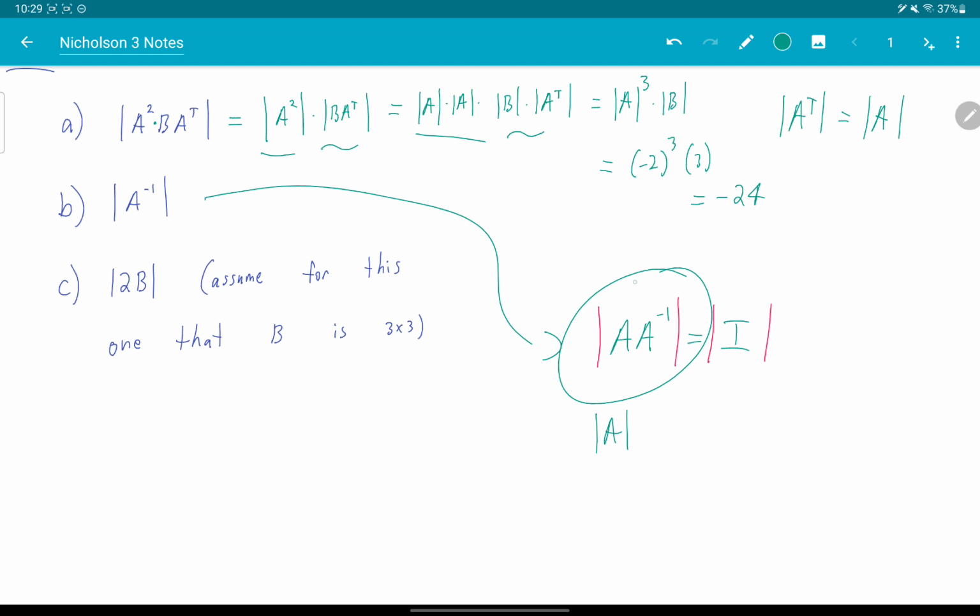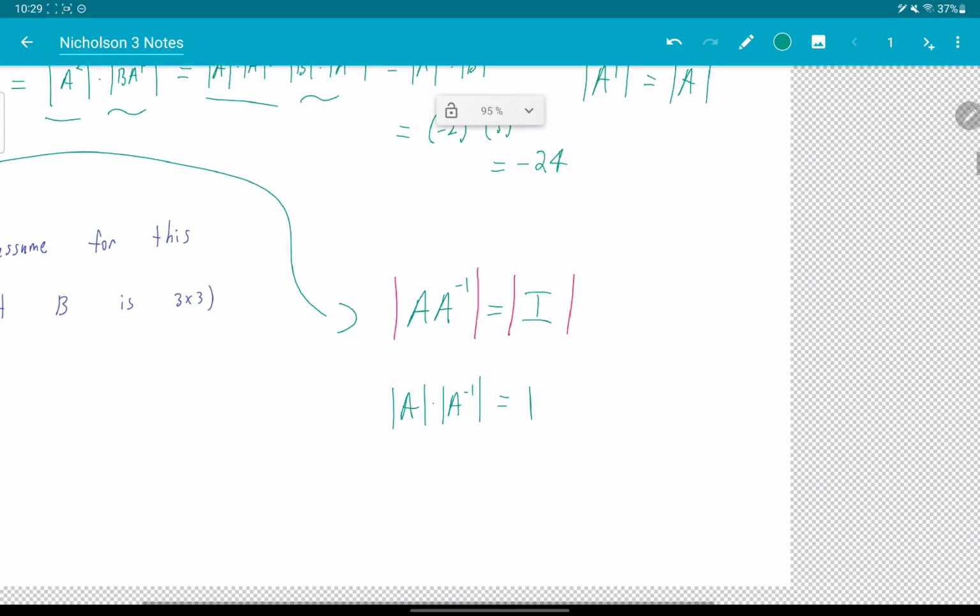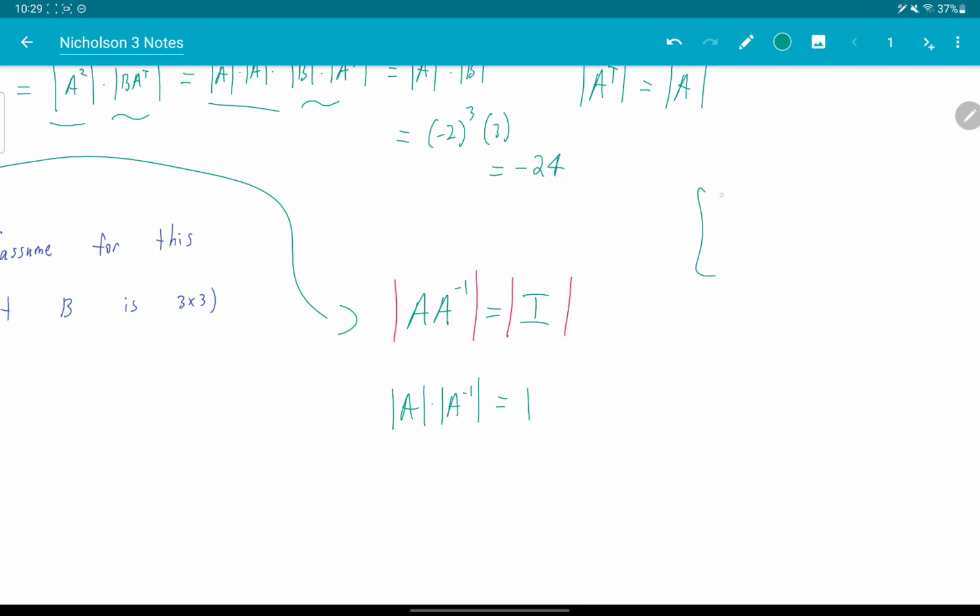Now, determinant of a product is the product of the determinants. The determinant of the identity is going to be 1. How do you figure that? Well, if you have the identity like this, the determinant is going to be 1 cubed, right? You just do the product of those diagonal entries.